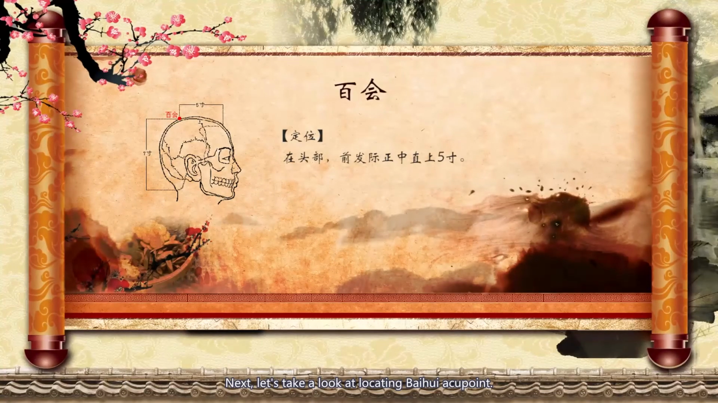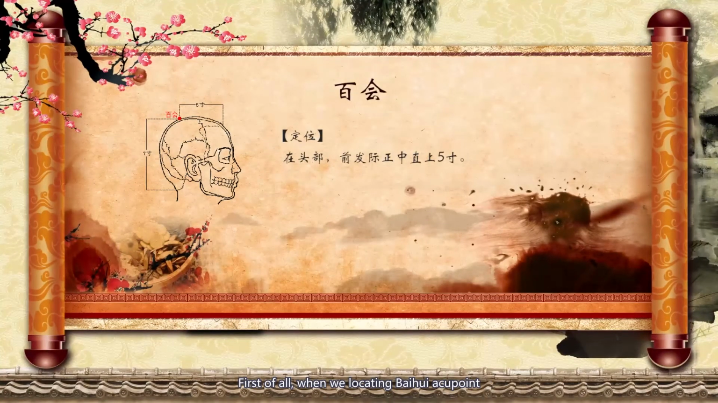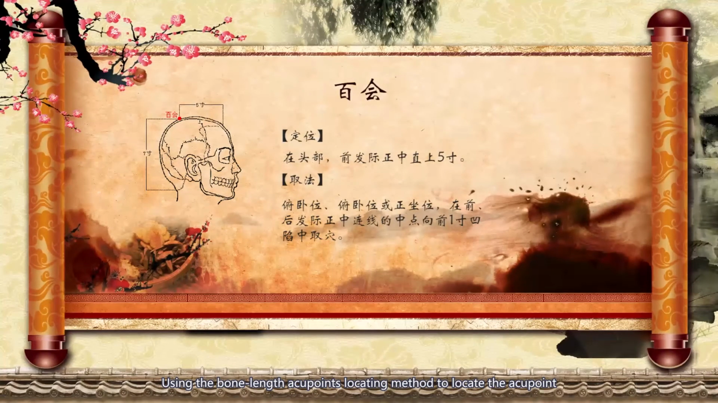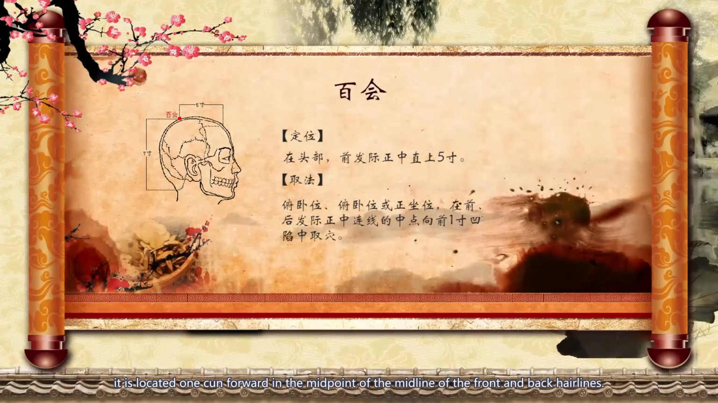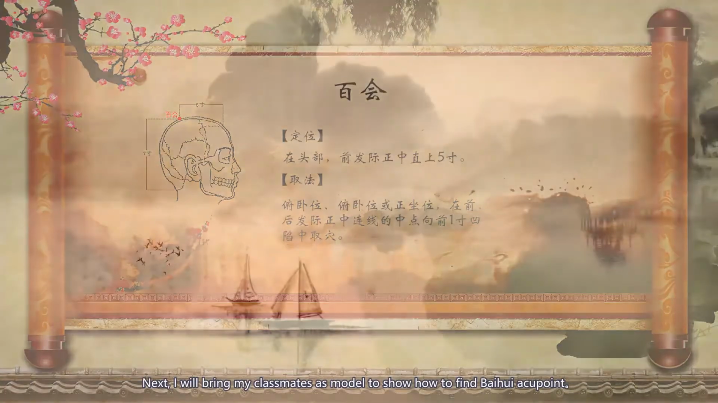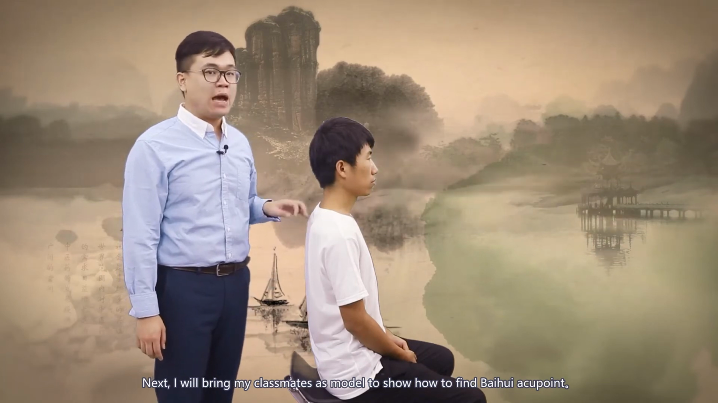Next, let's take a look at locating the Baihui acupoint. First of all, when locating the Baihui acupoint, we could choose the supine, prone position, or sitting position, using the bone-length acupoint locating method to locate the acupoint. It is located 1 cun forward of the middle point of the midline between the front and back hairlines. This is the Baihui acupoint. Next, I will bring my classmate as a model to show how to find the Baihui acupoint.